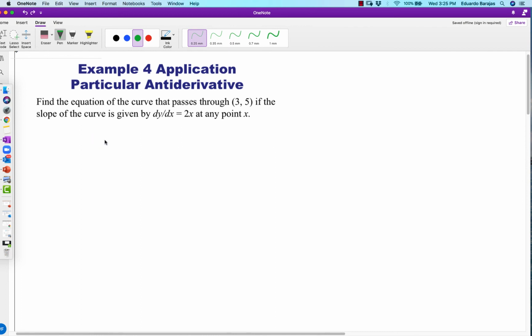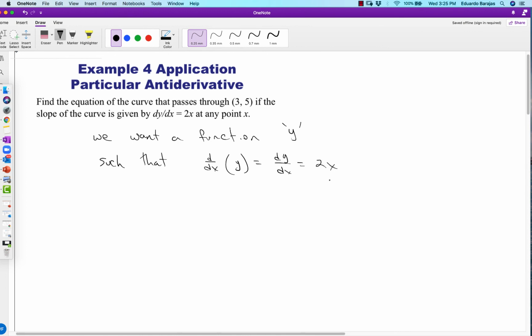We want a function y such that the derivative with respect to x, d/dx of y, otherwise known as dy/dx, is equal to 2x. So in function notation, we can also say we're looking for some f(x) such that f prime of x equals 2x.